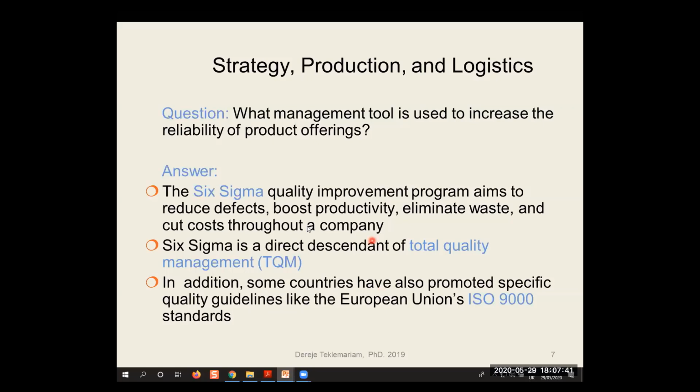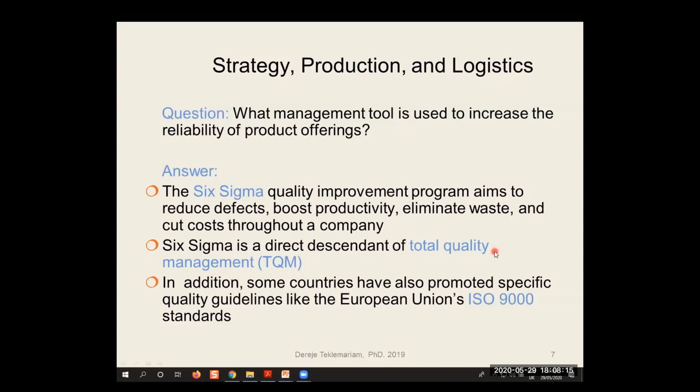I really count on you that you can read on this one. For example, the Six Sigma quality improvement program normally aims to reduce defects. It boosts productivity, even eliminates waste, and it also helps to cut costs throughout the company. This is one option, but there are a number of options that management can use to increase reliability of products and production supply. Definitely, it is an evolved outcome of TQM.